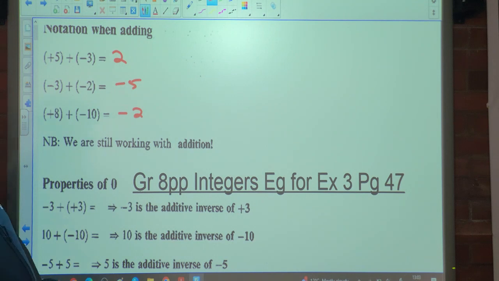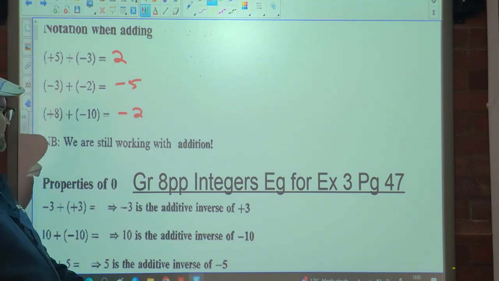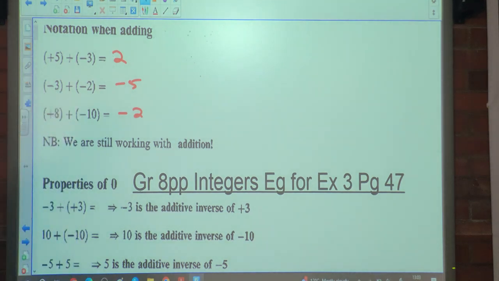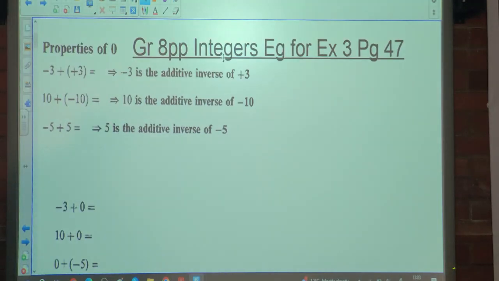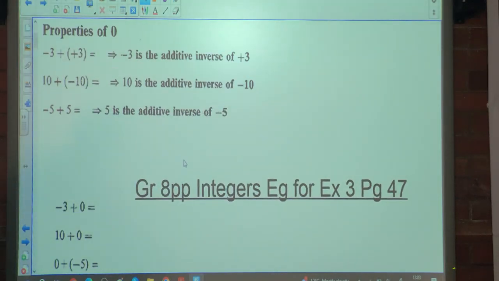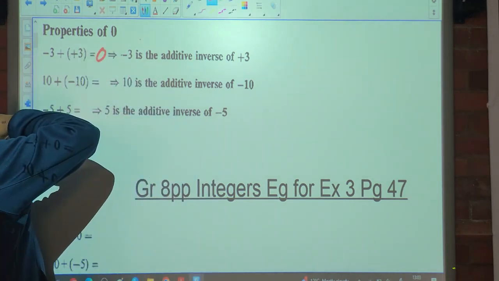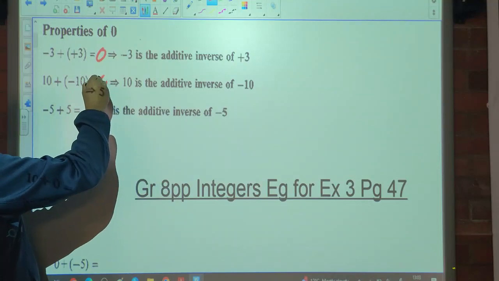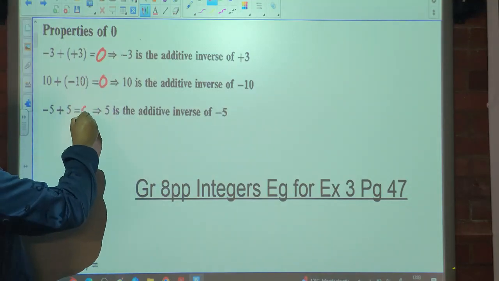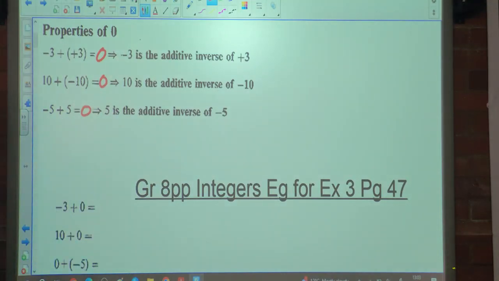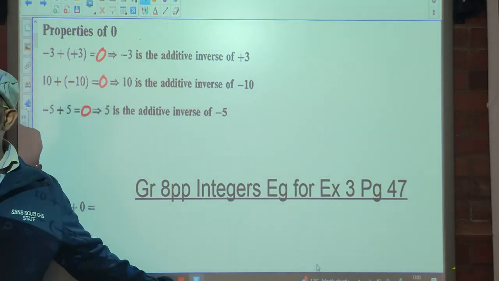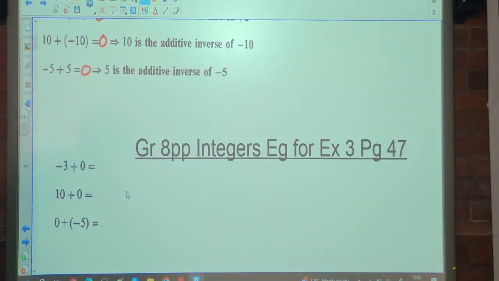Important to note, at this point we're still working with addition. So we're looking at properties of 0. We know that negative 3 plus 3 is? 0. What is 10 plus negative 10? 0. What's negative 5 plus 5? 0. And we call those the additive inverse of each other. We spoke about that extensively already.